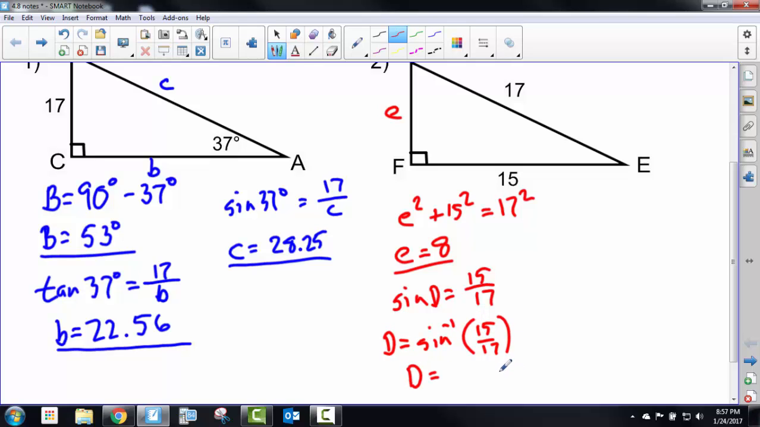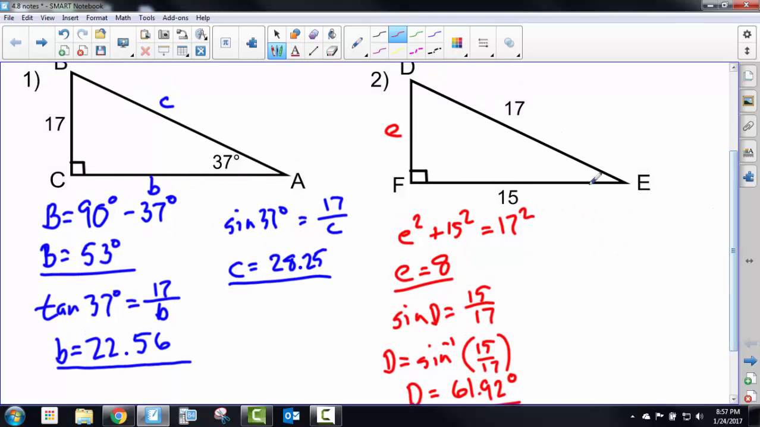Again, we're working in degrees. You should already have your calculator in that mode. I'm getting that to be about 61.92 degrees.